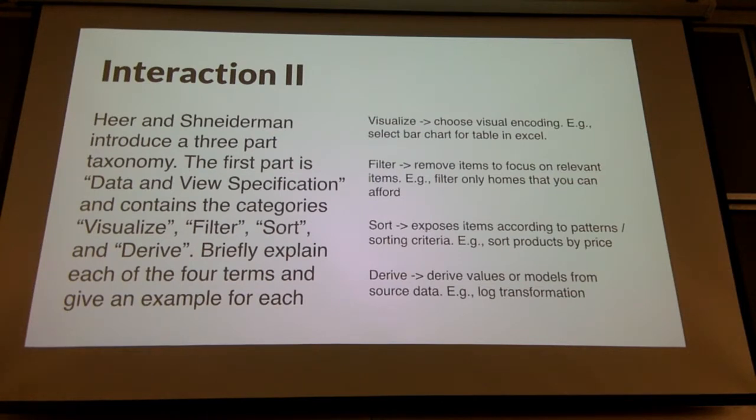Filtering is removing items to focus on relevant items. For example, as we had in the Home Finder, filter only homes that you can afford. Sorting is exposing items according to patterns or sorting criteria, for example, sorting homes by price. And deriving is deriving values or models from source data. A simple example here would be a log transformation that I apply to my data set. Which paper did this come from? The interactive dynamics paper from Heer and Shneiderman, the second mandatory reading we had.